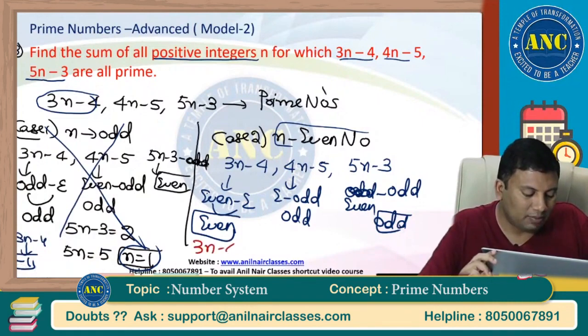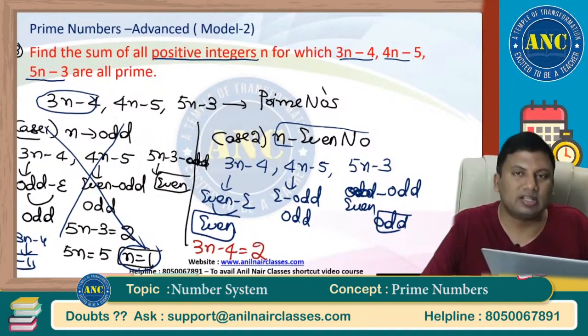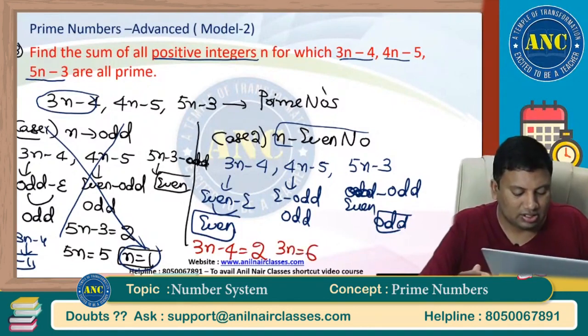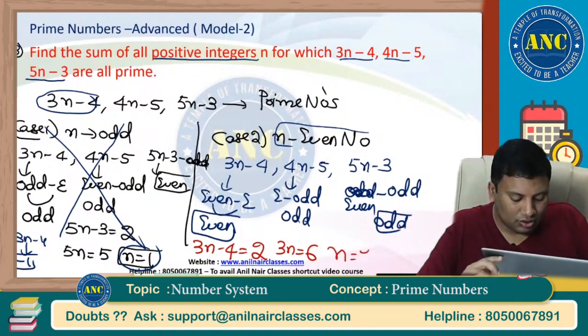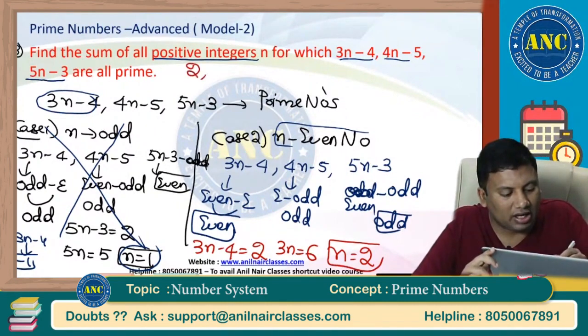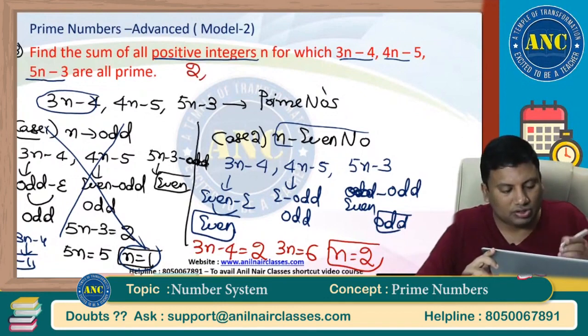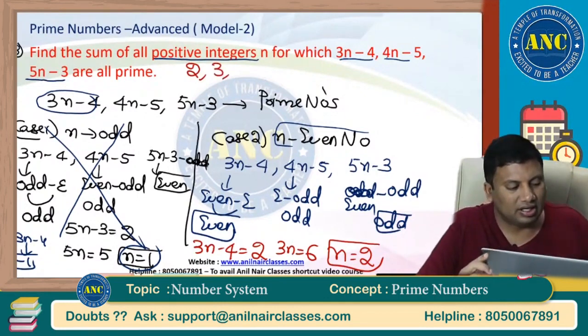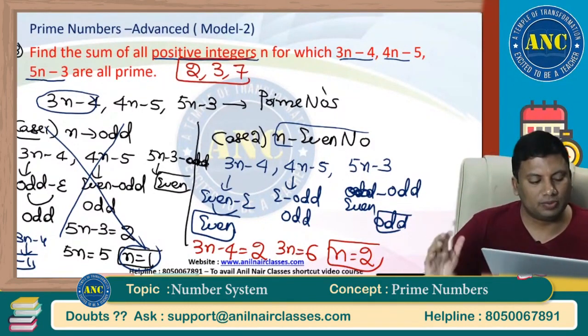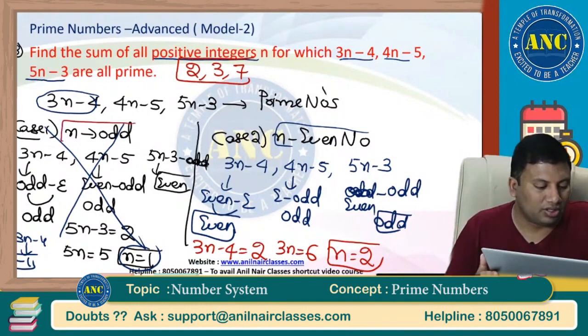So if 3n minus 4 is even, the case that is possible is 2. So 3n equivalent to 6. N equivalent to 2. Check it out, if n equivalent to 2, it is satisfying. 3 2s are 6, 6 minus 4, 2. Yes. 4 2s are 8, 8 minus 5, 3. Yes. 5 2s are 10, 10 minus 3, 7. Yes. 2, 3, 7. It is possible. I hope it is clear. I took two cases.